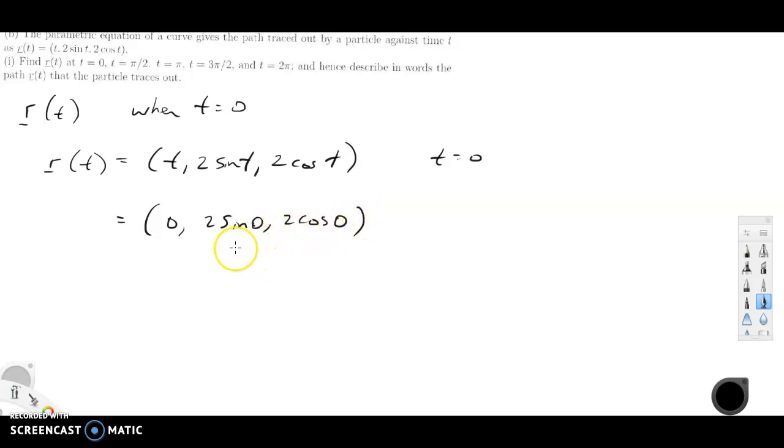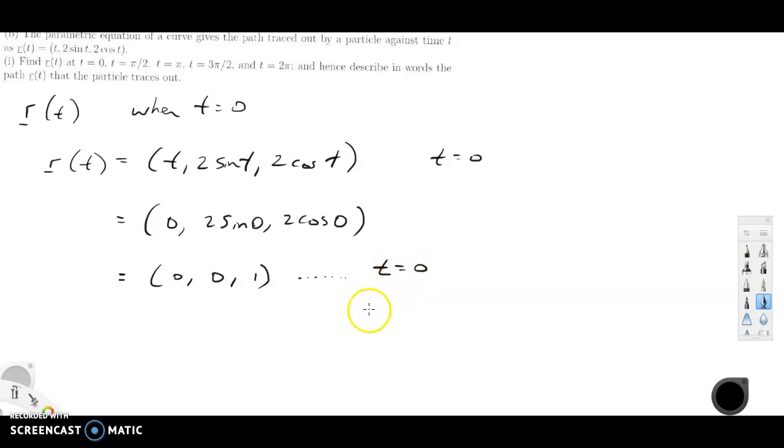Now, what's sine of 0? Sine of 0, according to my calculator, is 0, so we get 0, 2 times 0 is 0, and cosine of 0 is going to be 1, so we get 1. So this here is the point. This is where the particle is when the time is 0.